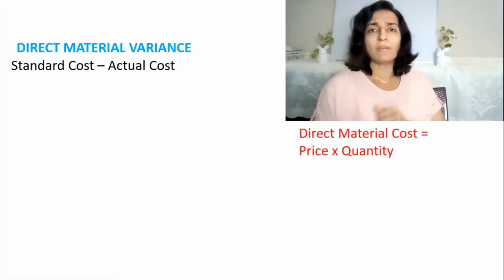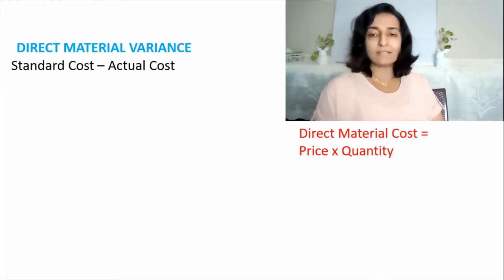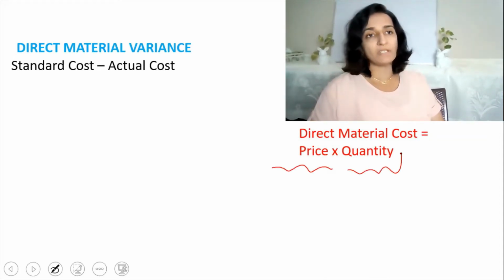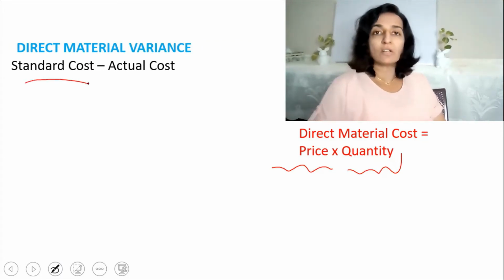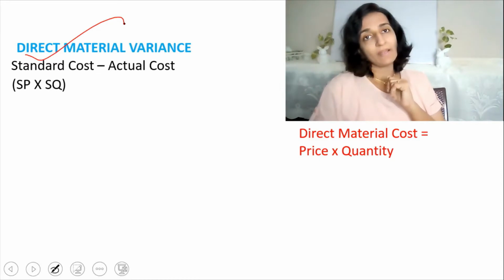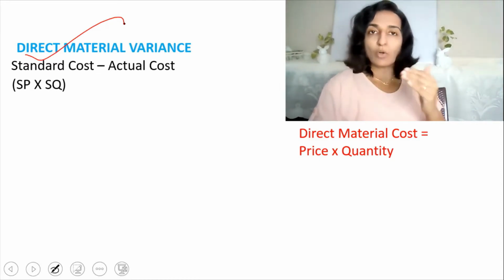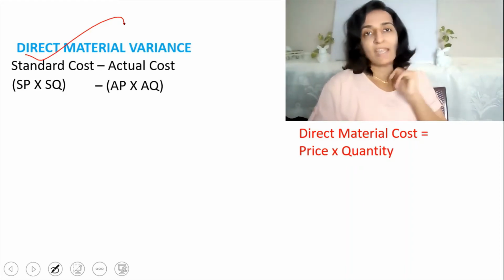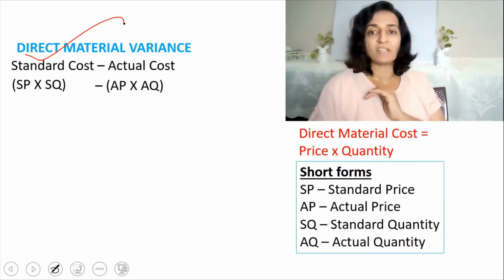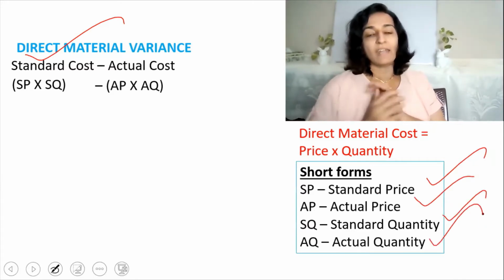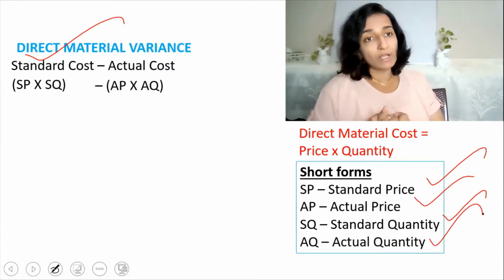What do you mean by direct material cost? It is price multiplied by the quantity of raw materials. So what is the standard cost? Standard cost is standard price multiplied by standard quantity. And what is the actual cost? It is the actual price multiplied by the actual quantity. The short forms I have used are SP for standard price, AP for actual price, SQ for standard quantity, and AQ for actual quantity.